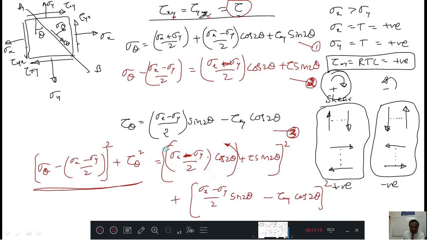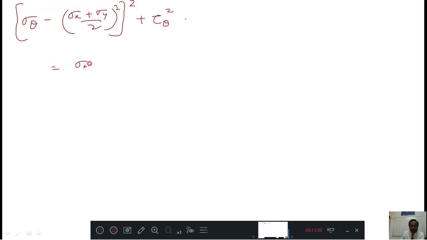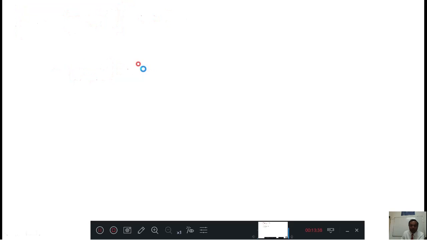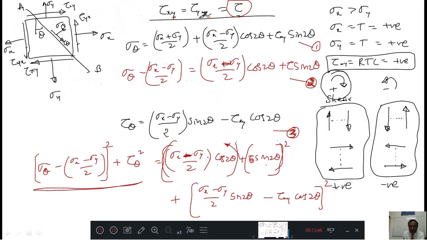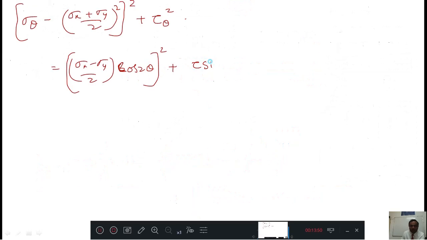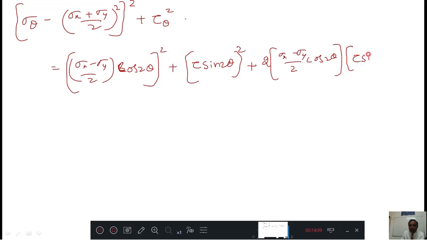This is a and this is b. (a + b) squared is a square plus b square plus 2ab, right? Now what is a? a is (sigma x minus sigma y)/2 cos 2 theta. This is a square plus b square. And b is tau sin 2 theta. So it is a square plus b square plus 2ab, where 2ab is 2 times (sigma x minus sigma y)/2 cos 2 theta times tau sin 2 theta, okay?